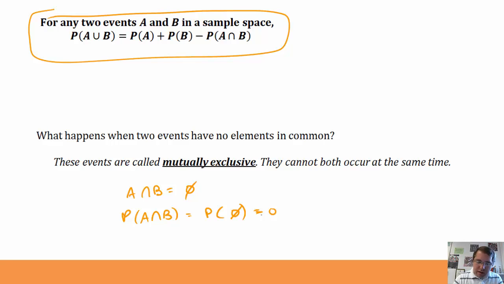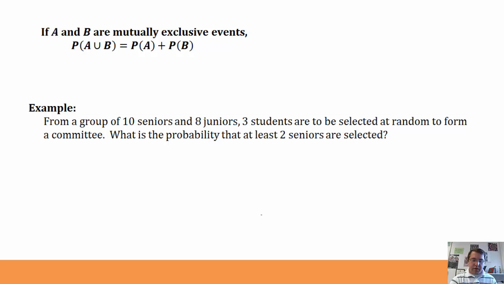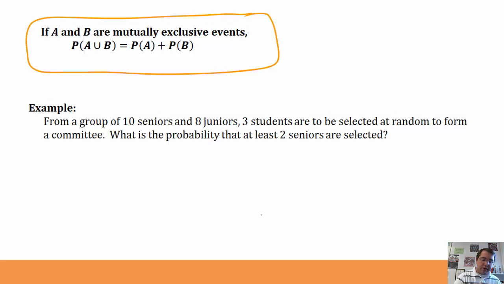So that means that the probability of A union B is simply the probability of A plus the probability of B minus 0. Just applying my formula from above. So if I know that my events are mutually exclusive, if I know they cannot both occur at the same time, then all I have to do is add the probabilities because the intersection is 0, so there's nothing to subtract off. So if A and B are mutually exclusive events, then the probability of A union B equals the probability of A plus the probability of B.